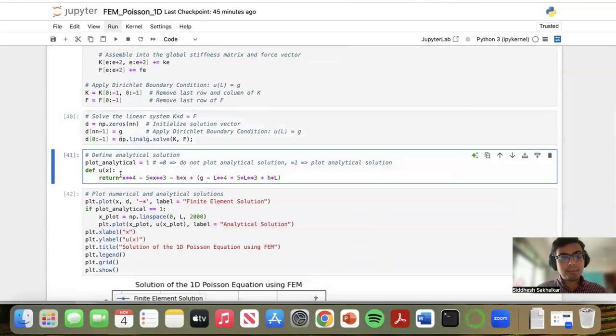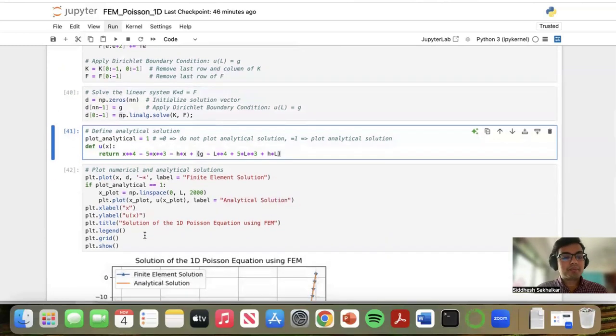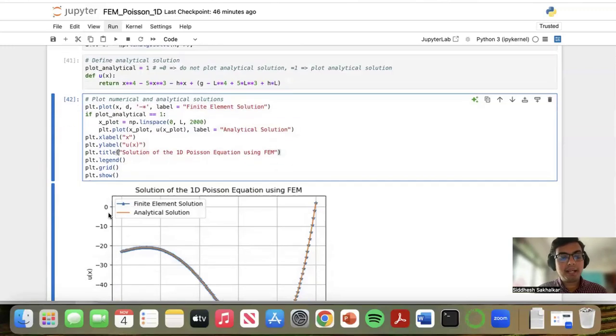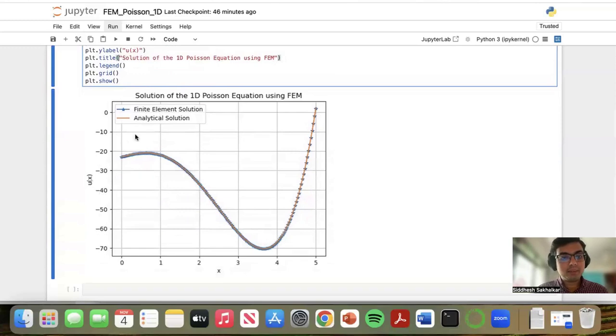Since this is a pretty simple problem, it's possible to solve it analytically. So I've defined the analytical solution over here in terms of the domain length L, the Dirichlet boundary condition G, and the Neumann boundary condition constant H. Finally, we plot both the finite element solution as well as the analytical solution and compare them. And here's what we get. As you can see, both the FEM solution and the analytical solution agree pretty well, which tells us that the FEM method is working correctly.